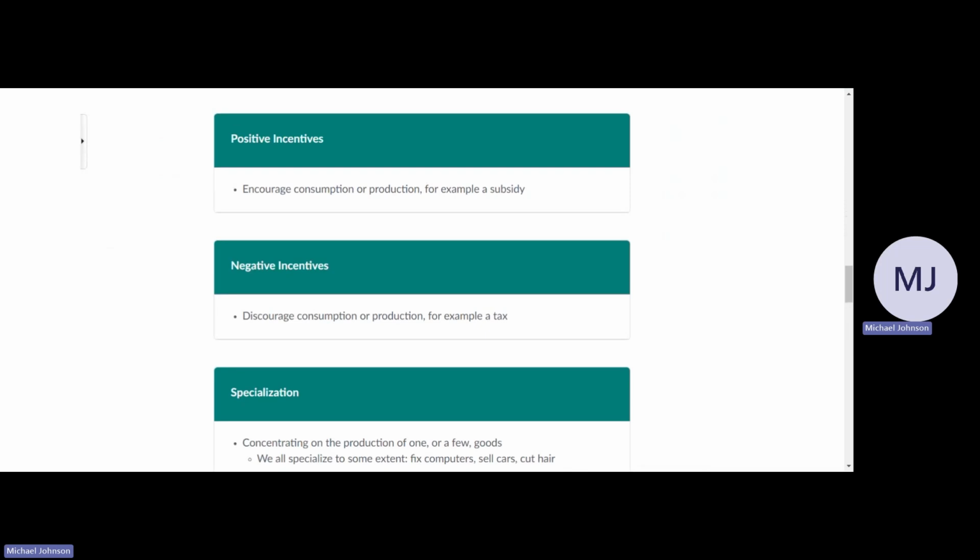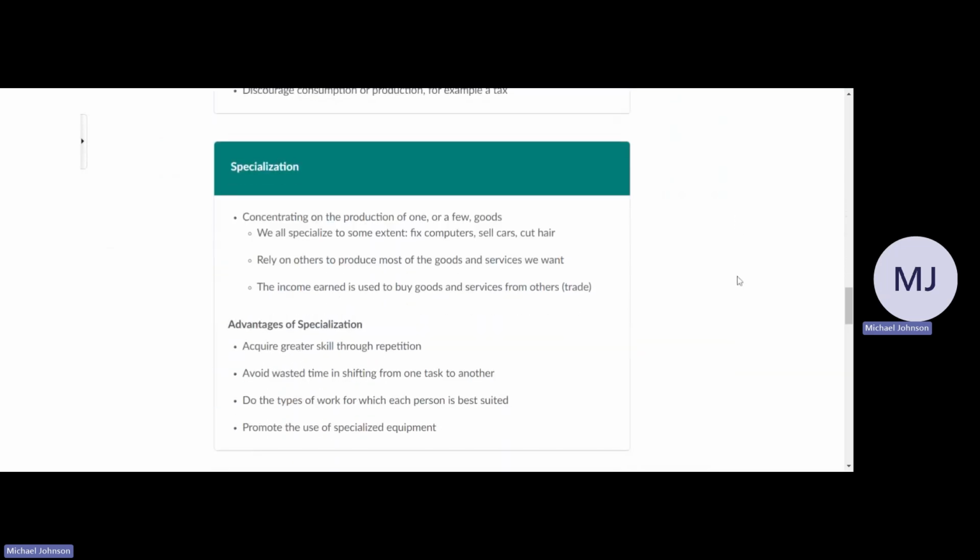Positive incentives encourage consumption or production, for example, a subsidy. Negative incentives discourage consumption or production, for example, a tax. So for negative incentives, the carbon tax is a good example of that. Putting the carbon tax in will discourage pollution.